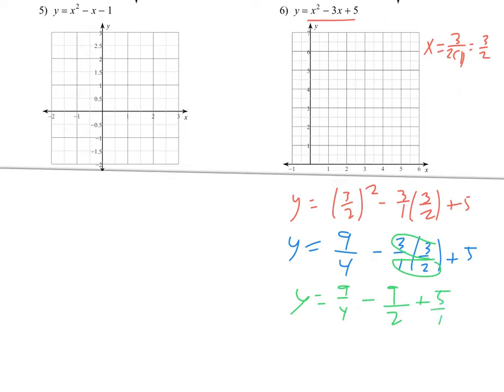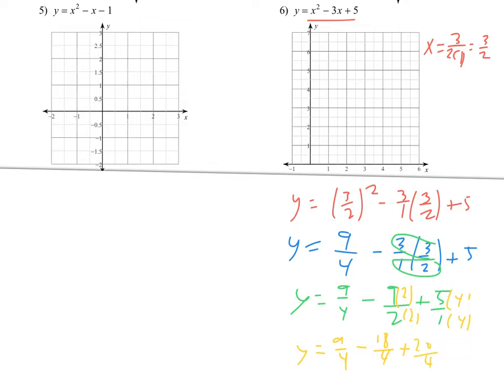So now I'll do my addition, but with addition, I really need a common denominator here. So I'm going to turn these all into 4. So this one needs to get multiplied by 2. This one needs to get multiplied by 4. So we have 9 over 4 minus 18 over 4 plus 20 over 4.